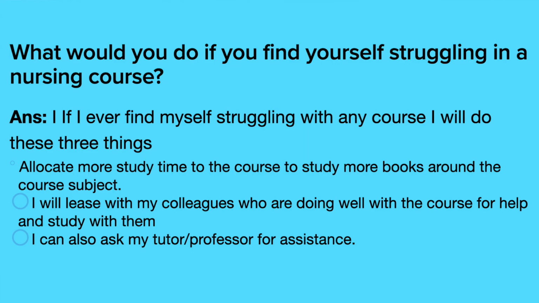But I think an appropriate answer would be, if I ever find myself struggling with any course, I'll do these 3 things to see if it will make things better for me. The first thing I'll do is allocate more study time to the course, to study more books around the course subject. The other thing I can do is liaise with my colleagues who are doing well with the course for help and study with them. Or if things are still not going well, I can also ask my tutor or professor for assistance. Okay, so something like that.